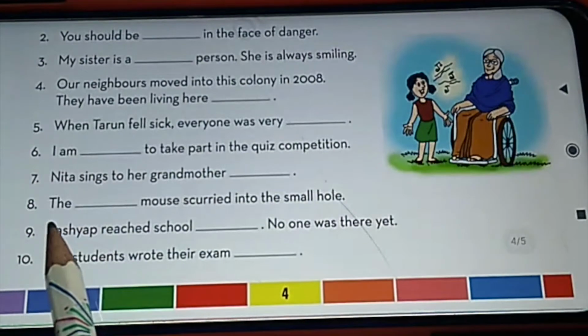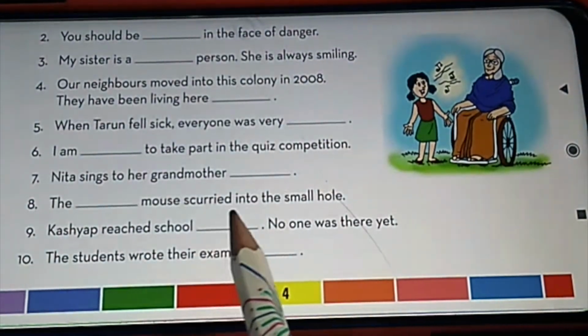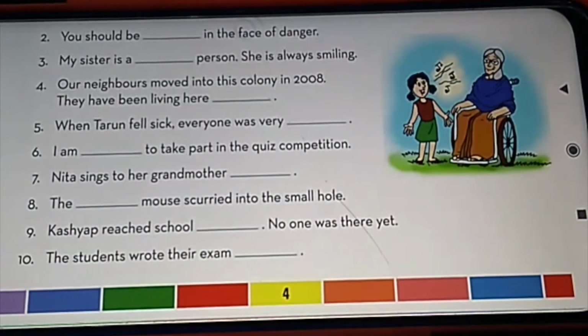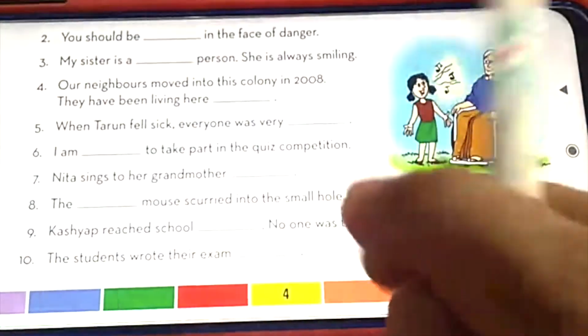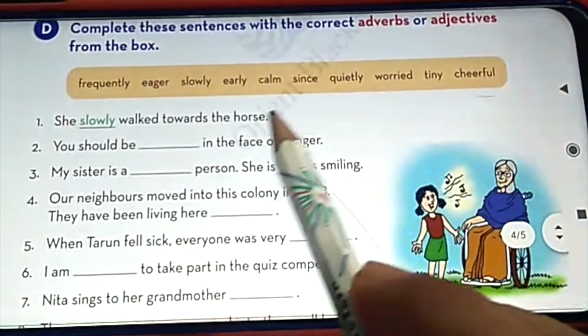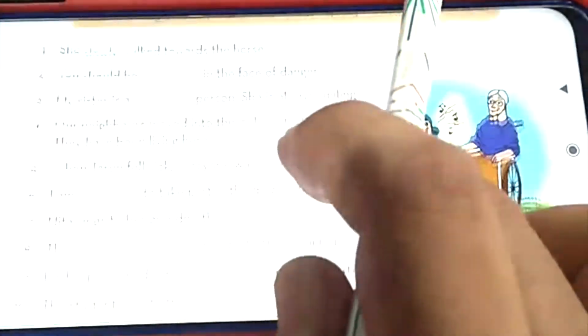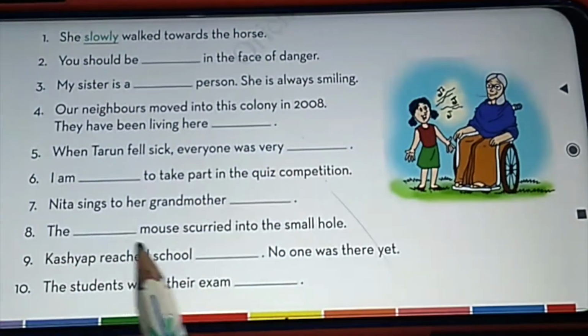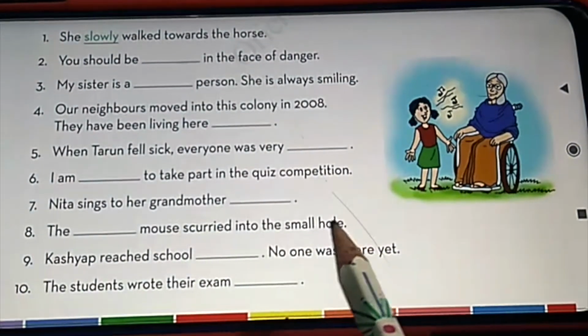Now let us see the next. The dash mouse is carried into the small hole. What type of mouse can enter this small hole? Let us see the box. Tiny. Okay, so tiny will be the right answer. The tiny mouse is carried into the small hole.